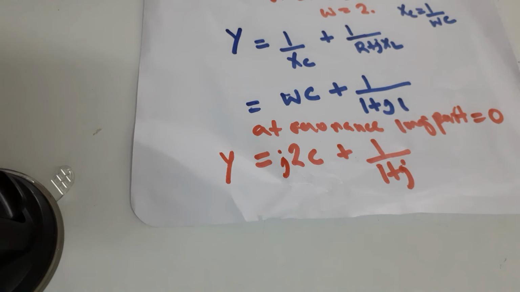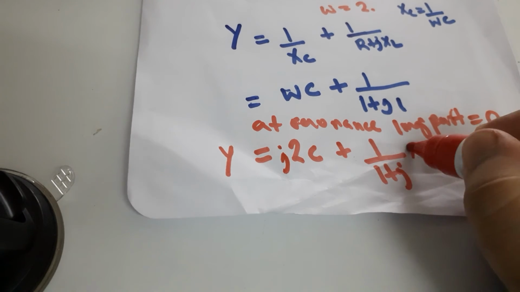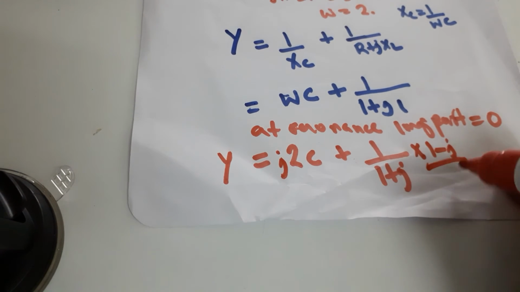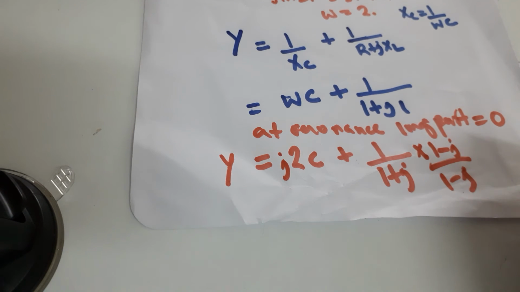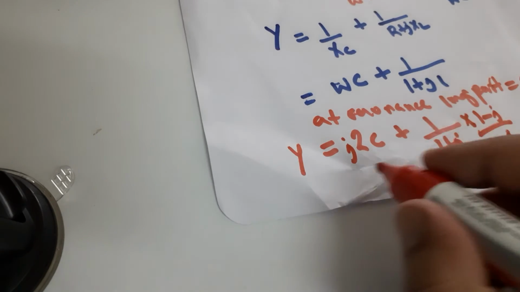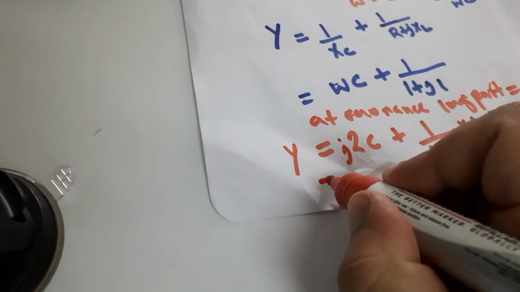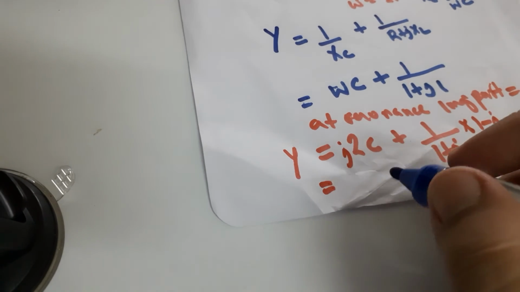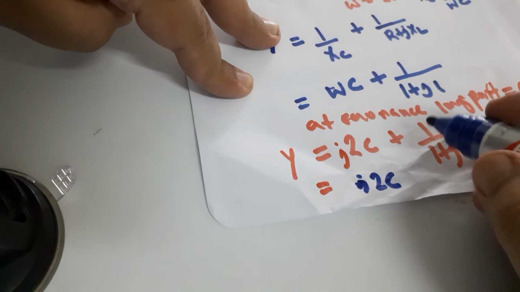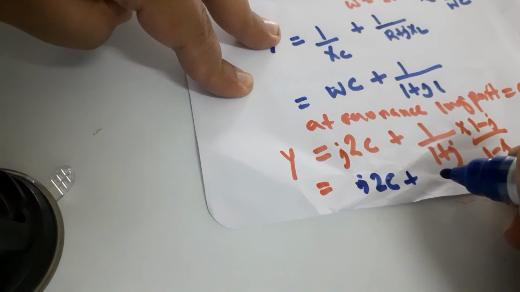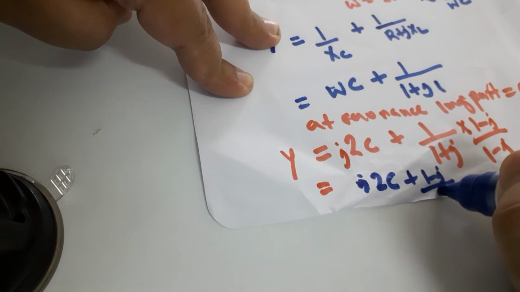What you do is rationalize this, multiplying by 1 minus j on top and bottom. Once you rationalize, 1 plus j times 1 minus j becomes 1 square minus j square, and j square is minus 1, so down you will get 2. The final value you will be getting is j times 2C plus (1 minus j) divided by 2.